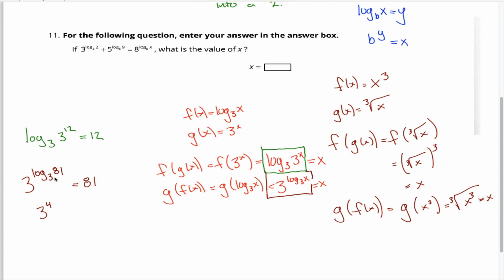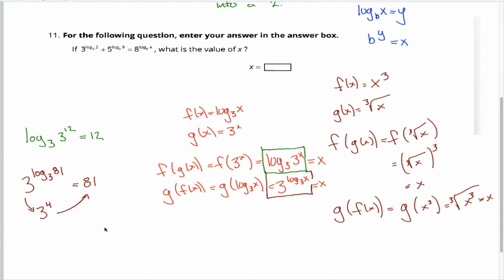Either the clever way, where you recognize that this 3 and this log base 3, loosely speaking, cancel out and you're left with just 81. Or more step by step, by evaluating the exponent first, realizing that the exponent's 4, and then calculating 3 to the 4th power is equal to 81. You probably like that second method better.